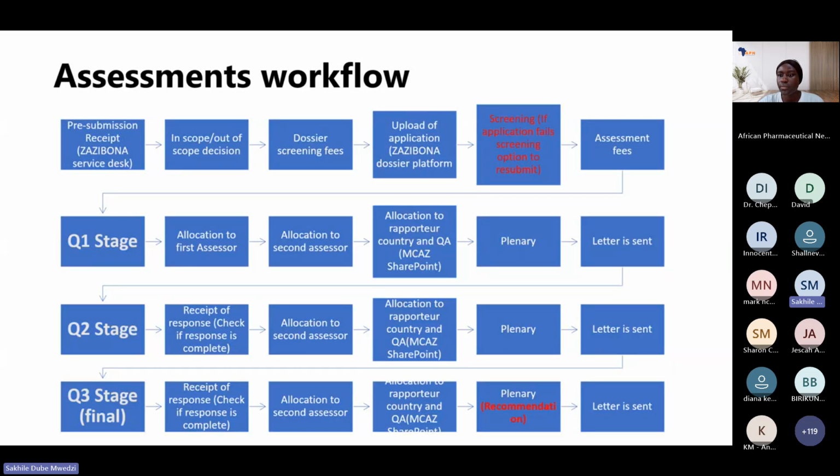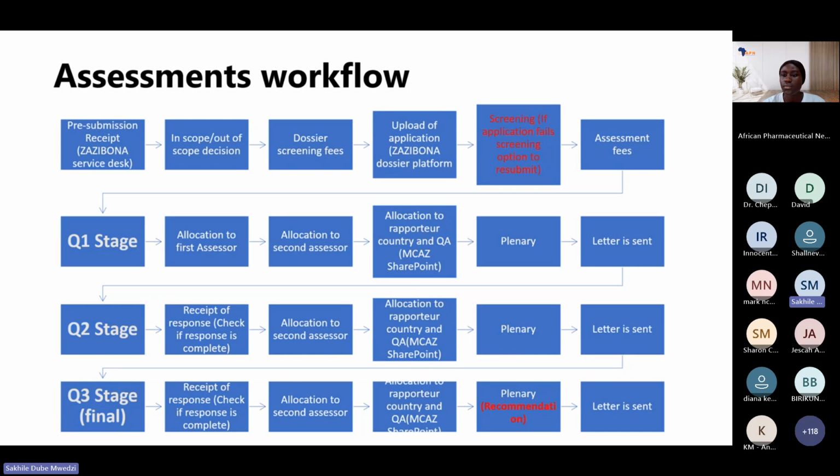You receive the letter, you go through it and you respond, and then you send that response to us. And once we receive the response, again, it's allocated to a first and a second reviewer. And once they've looked at it again, the cycle again goes through a plenary session where we have representatives from the member states coming through to discuss the application. And then another letter is sent if there are still outstanding queries.